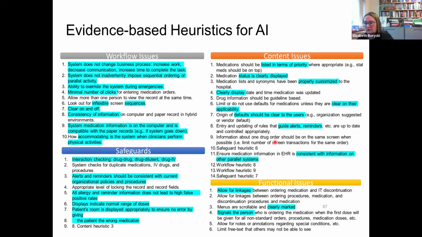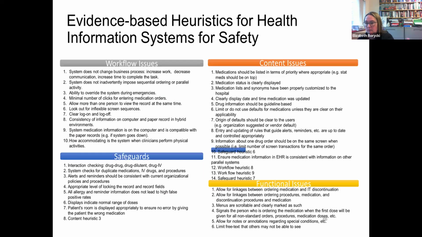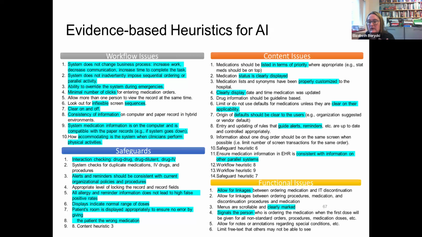Now, those heuristics were originally created for a period when we had systems that did not necessarily involve AI. They were essentially electronic health records that were collecting data. There were decision support systems attached to those EHRs, and they allowed us to identify potential safety issues. But heuristics themselves also lend themselves towards identifying potential issues. A lot of these issues are still the same.